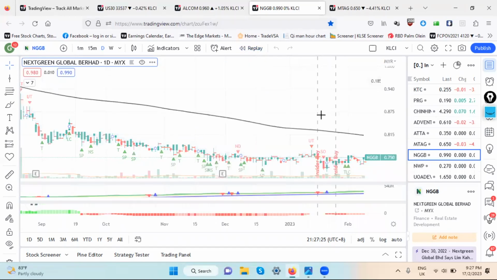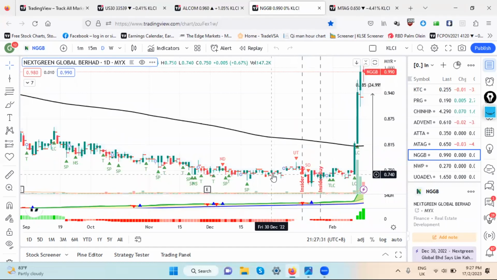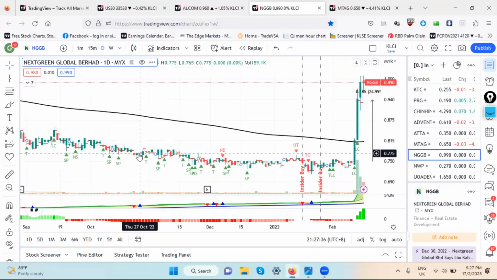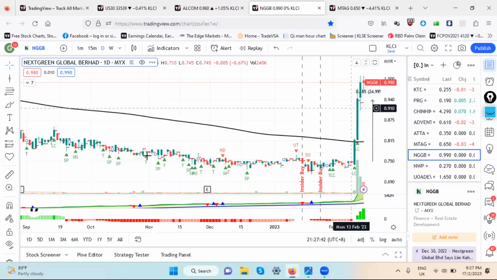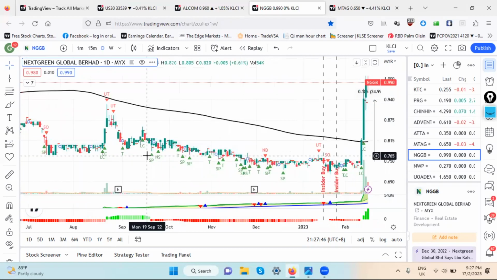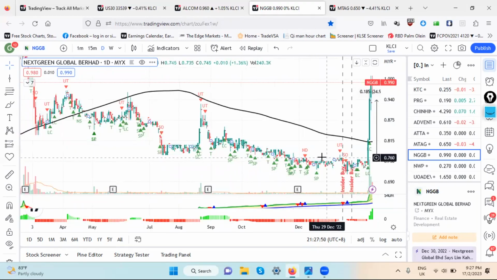This company is actually changing to a new boss, and the new boss is already taking over the stock. In Malaysia, a lot of stocks are just sleeping there for many years, until a new guy or new boss gets a project.